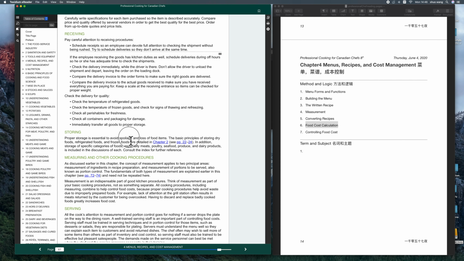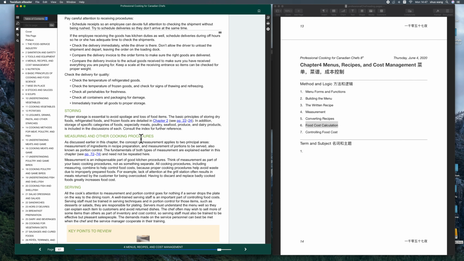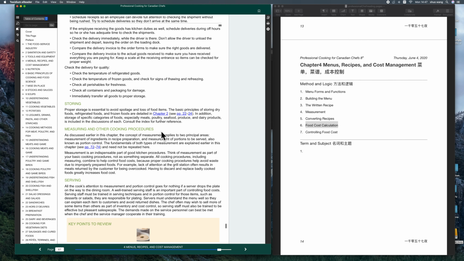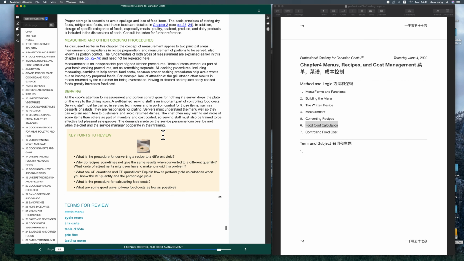Storing. Proper storage is essential to avoid spoilage and loss of food items. The basic principles of storing dry foods, refrigerated foods, and frozen foods are detailed in Chapter 2. In addition, storage of specific categories of foods, especially meats, poultry, seafood, produce, and dairy products, is included in the discussion of each. Consult the index for further reference.